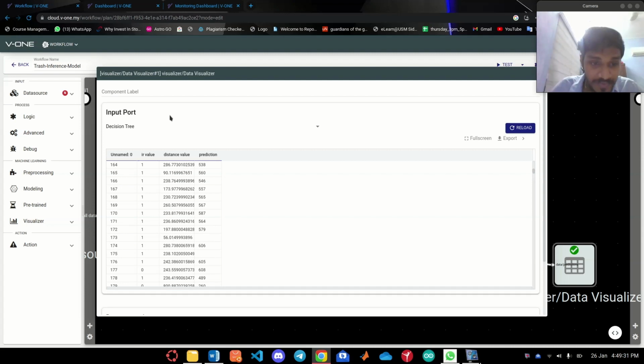Let's take this as an example. 1 is open, 0 is closed. The garbage bin is open and the trash in the bin is 286 millimeter. It predicts that 538 amount of gas can be released. The same goes for everything else.